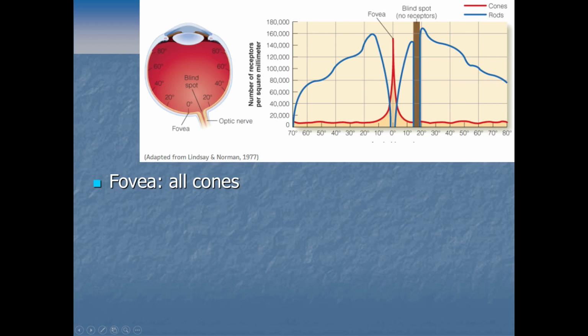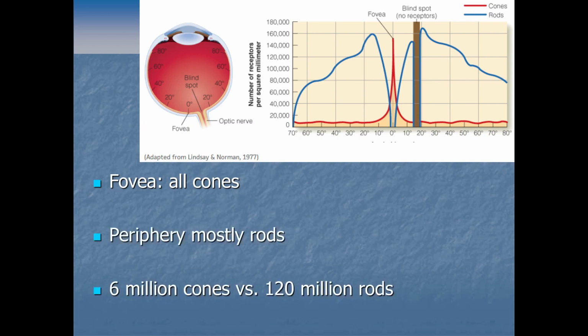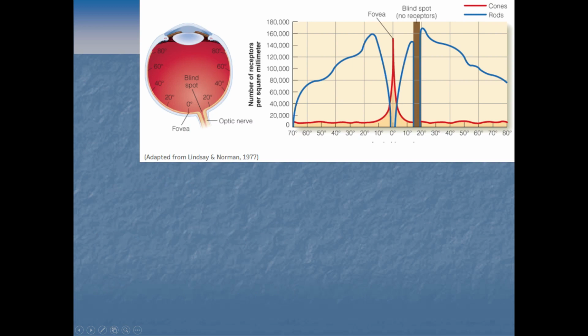Whereas in the periphery, so all along the sides there, it's mostly rods. As you can see from the blue line here, right? They way outnumber the cones, in fact, overall in our eyes. So we have about 6 million cones total, but 120 million rods. And you can see that by just how high the blue graph gets versus the red graph, right? Total number, way more rods.